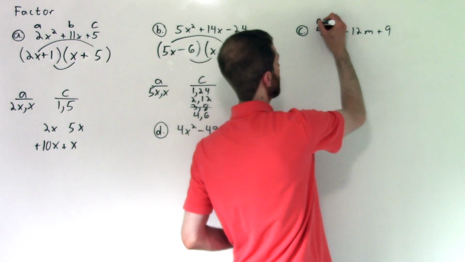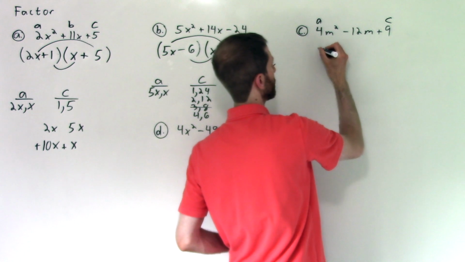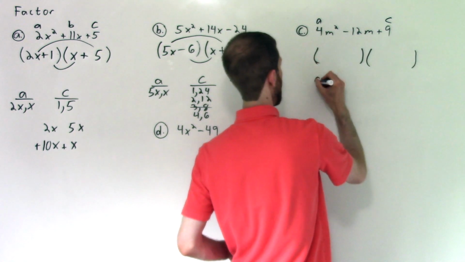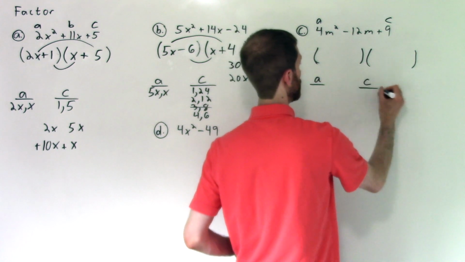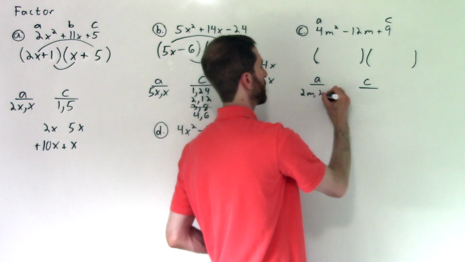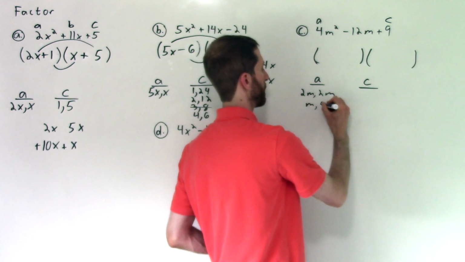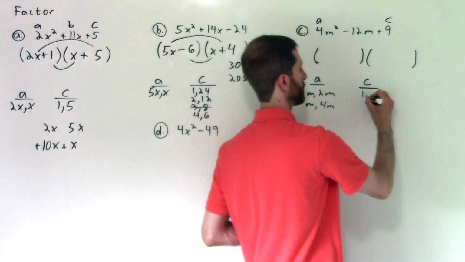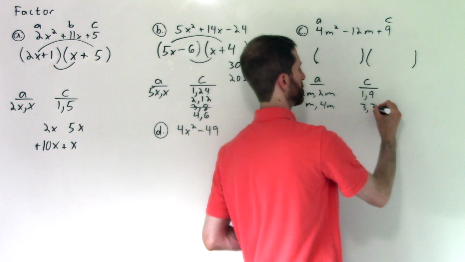So we've got factors of a and c we're going to factor out. So again, I'll start out parentheses, parentheses, a, c, always for cookies, right? Maybe, maybe not. 2m and 2m, m and 4m. So we have two combinations for A. And then for C, we really only have two combos, 1 and 9, 3 and 3. So not too many combinations.